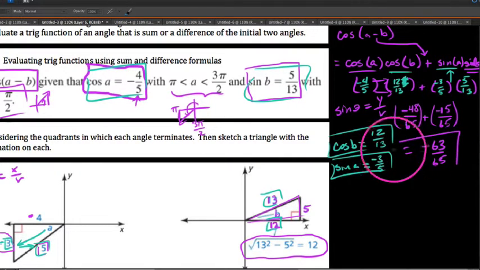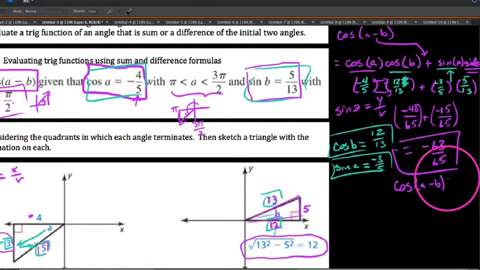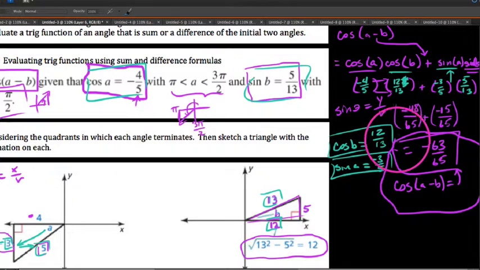And believe it or not, I'm going to put a box around this and I'm going to say that this, you guys, equals the cosine of A minus B. And this is what we're trying to find right here. This must be it because when we used our sum and difference formulas here, we just filled in for the cosine A, cosine B, sine A, sine B using the given information we were given previously.